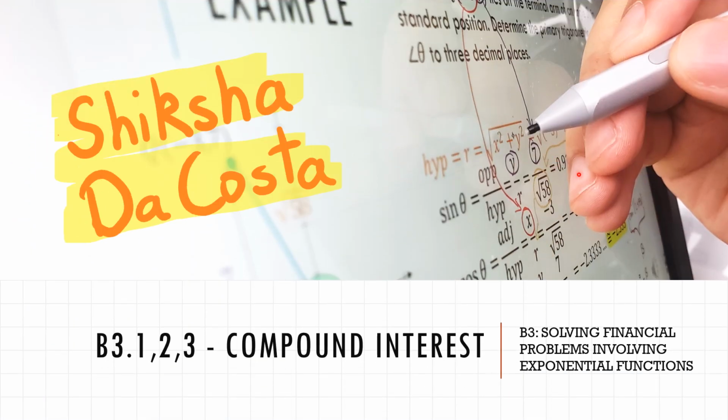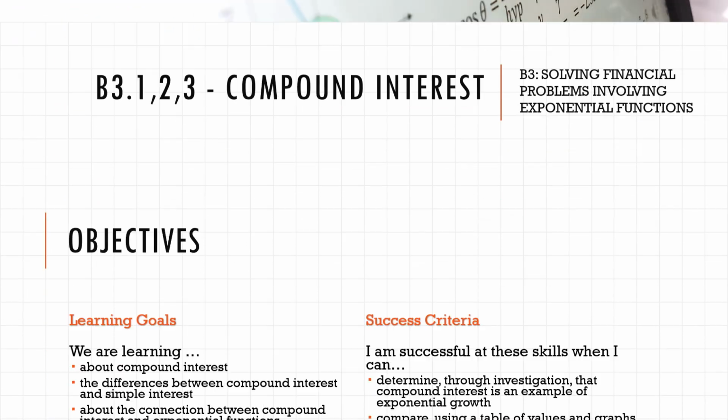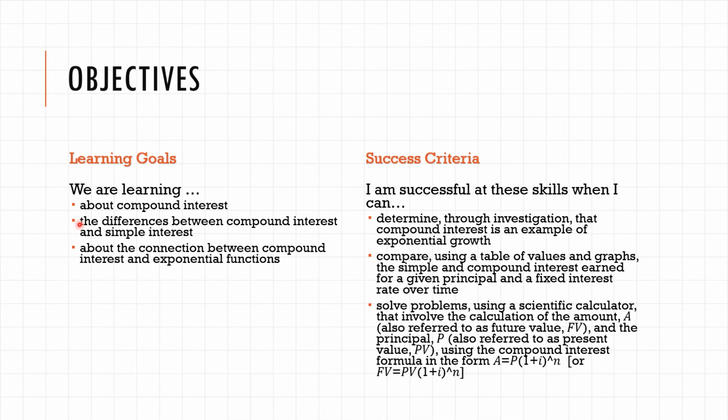Today, we're going to learn about one of the most important factors that will drive the decisions in your life: compound interest. We're going to learn what is the difference between that and simple interest. And we're going to also explore the connection between compound interest and exponential functions.